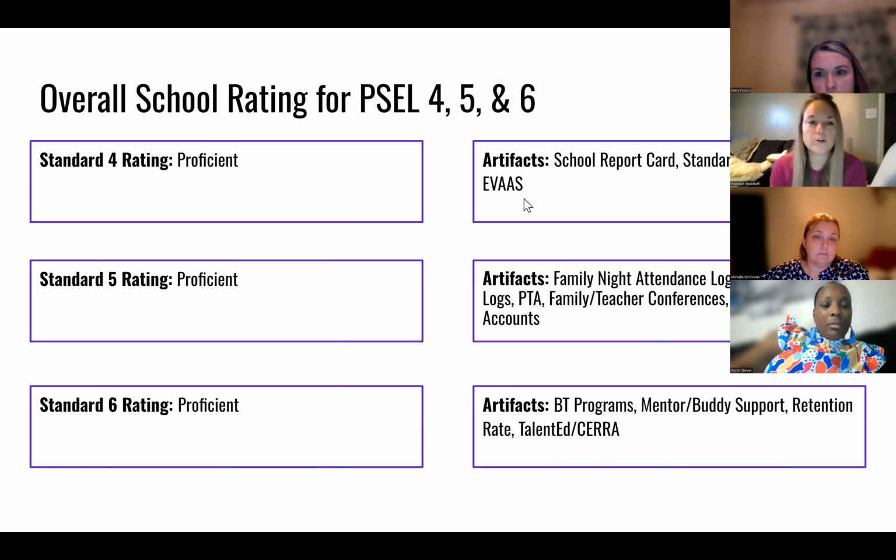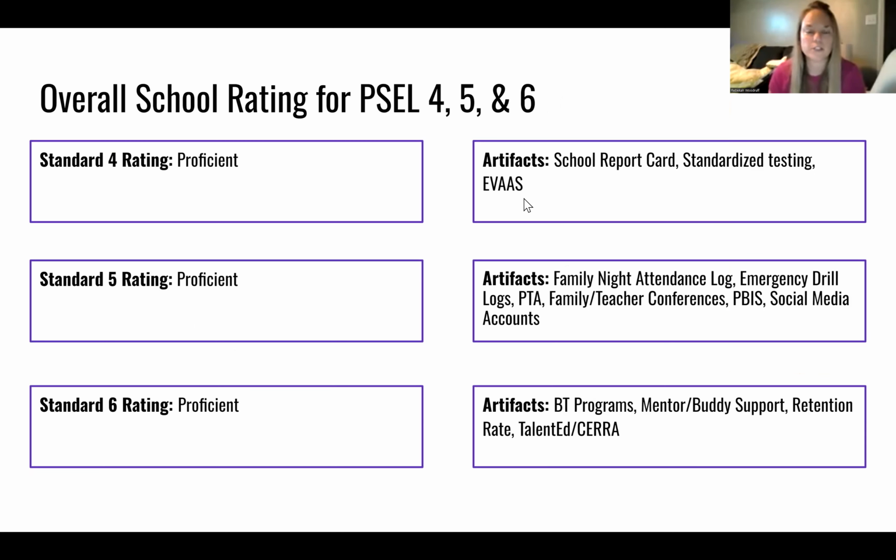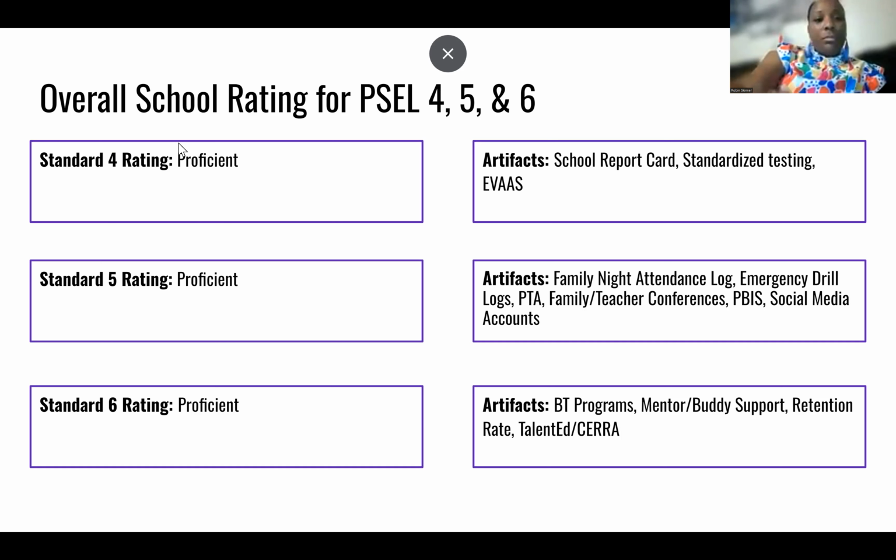So as a whole group, we decided to come together and think about all of our 6 individual schools and how we would rate ourselves in each of these standards. For the first one, Standard 4, the rating that we gave was proficient, and some of the artifacts that helped with the needs of why we picked proficient are our school report card, the standardized testing, and also EVAAS.